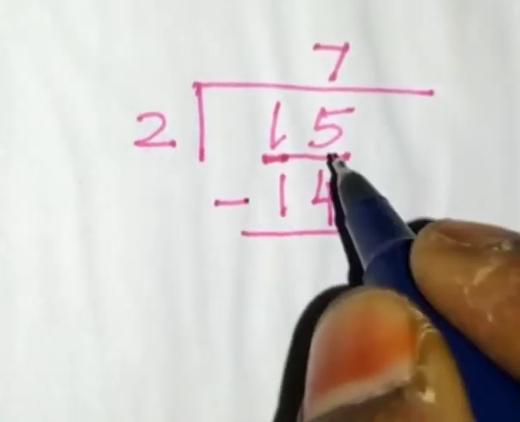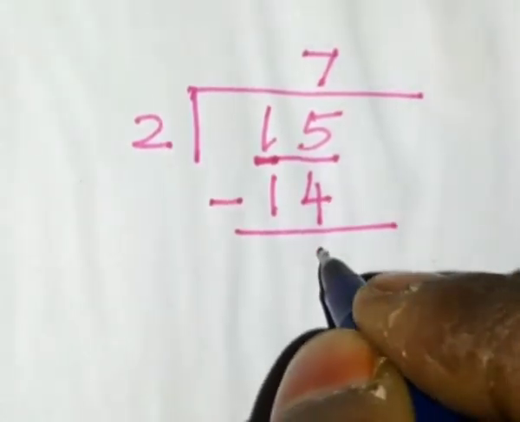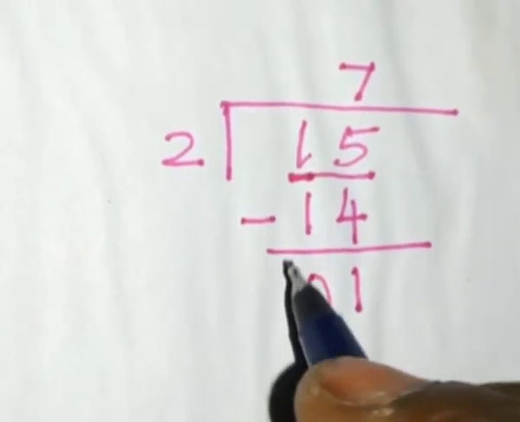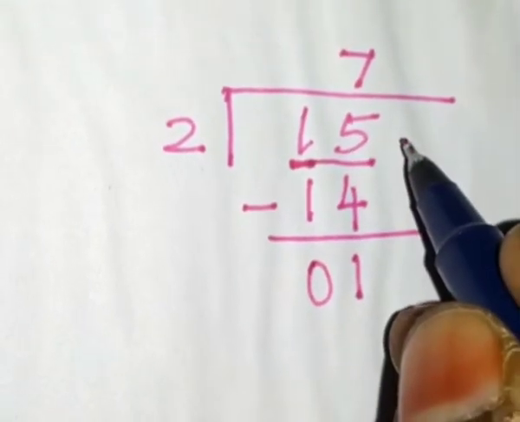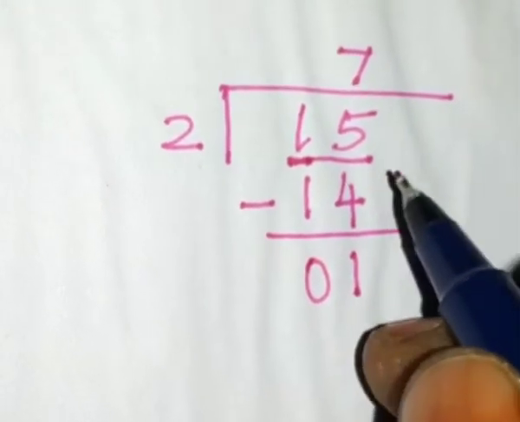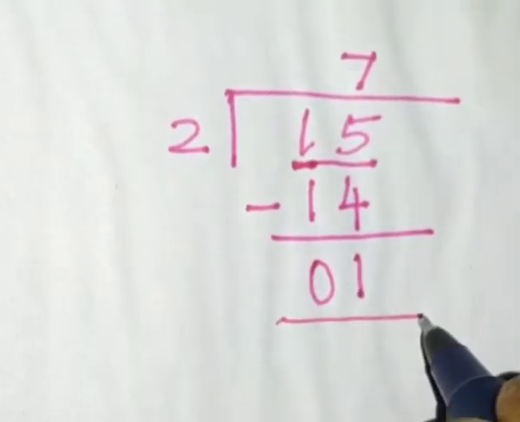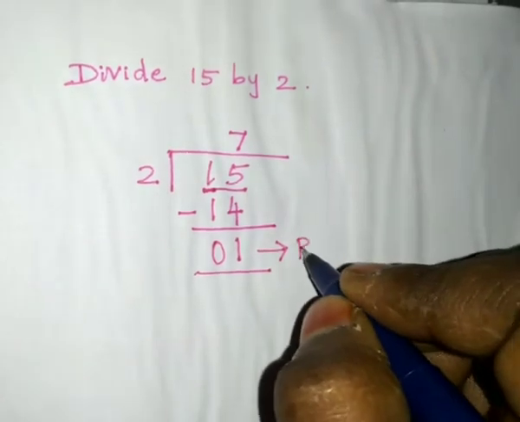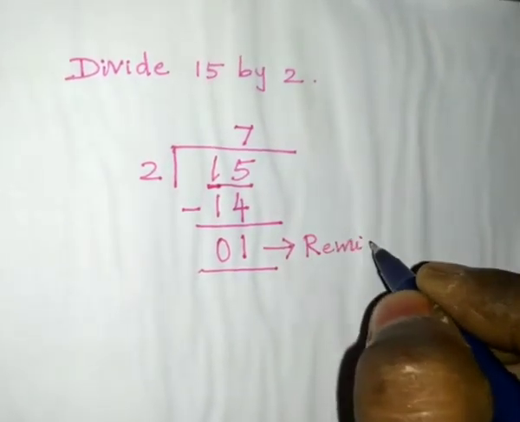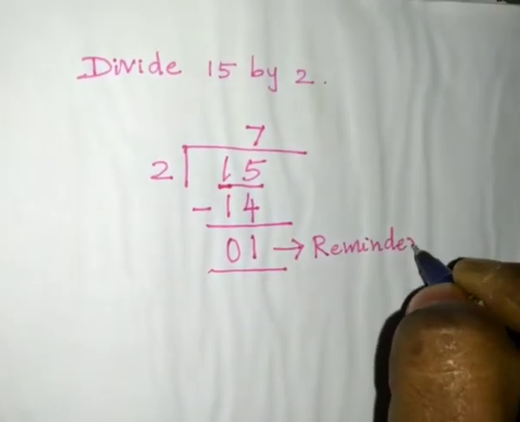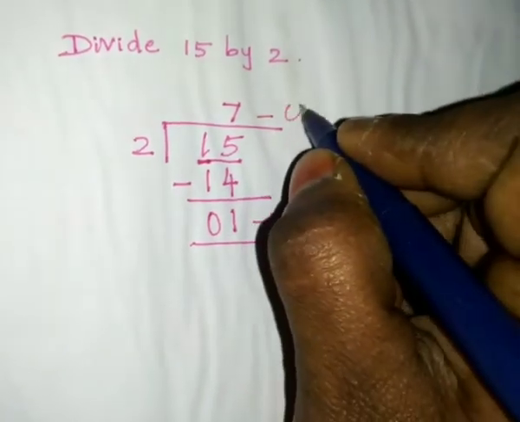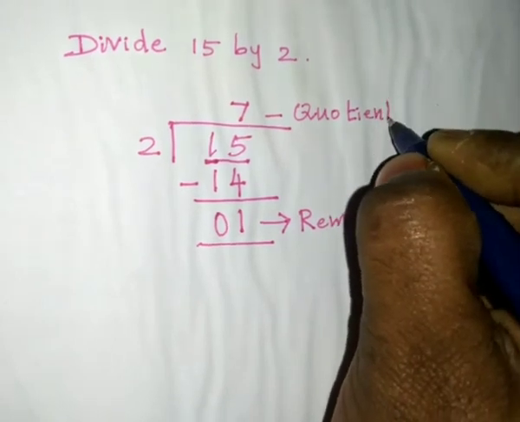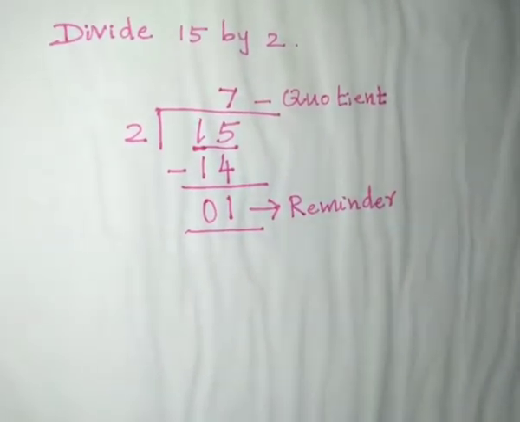Now subtract these two. 5 minus 4, 1. 1 minus 1, 0. Do you have any other number after this? No. So after subtraction you got the answer as 1. So 1 is the remainder and 7 is the quotient. Hope you all are clear, children. Let me see the next problem.